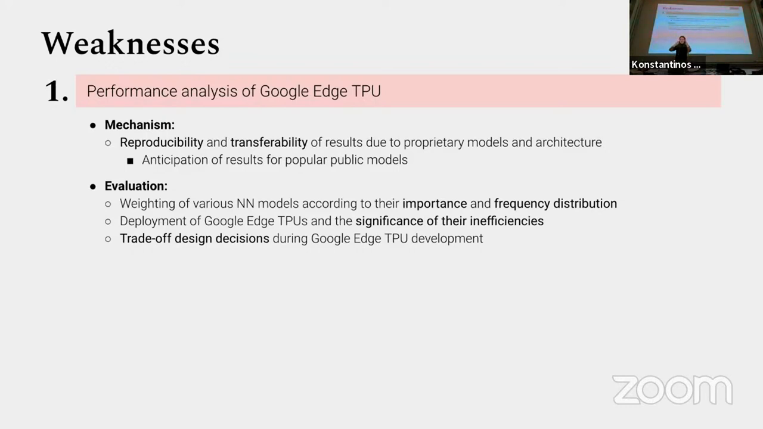And then finally, and I think this was also something that was mentioned in the last talk, we don't really know that much about the trade-off decisions that come into play in the design of such Google Edge TPU models, because within this development, right, it might not be their goal to make the best model, which is the most efficient and has the best throughput, but it might actually be to make a model that is very cheap or that works well with the already existing material. So that is also something that one has to keep in mind.